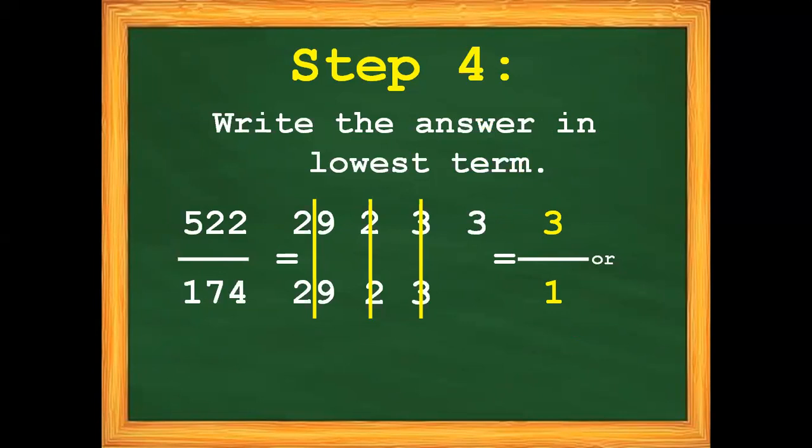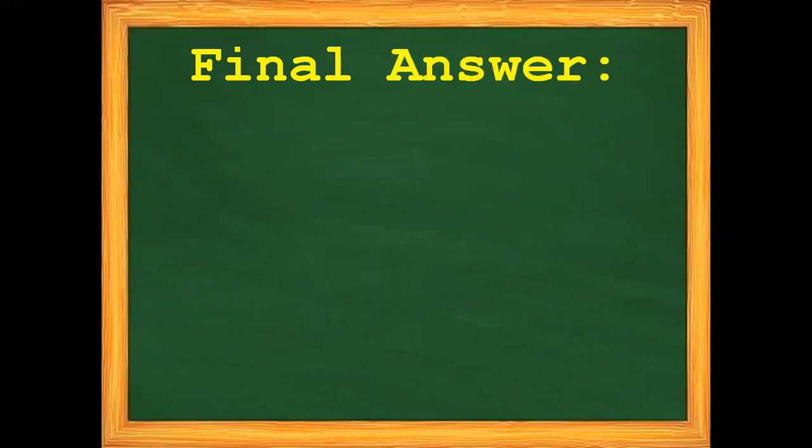Since the denominator is 1, we can now also eliminate 1 and make it 3 wholes. Remember, if the denominator is 1, you don't need to write it as the denominator. Just write the whole number or the numerator itself. You can eliminate 1 as a denominator in this given number as your final answer. So, the final answer here is 3.